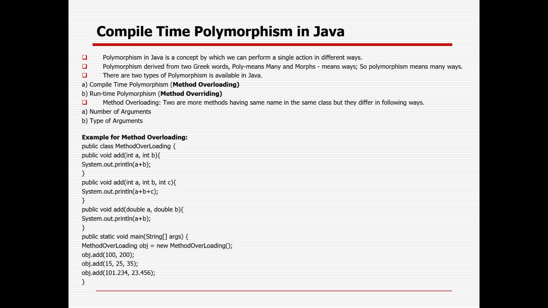So number of arguments means instead of one variable I can make it 2, 3, 4, 5, or type of argument means instead of integer I can make it string, I can make it double, float, all this stuff. So in case I want to give a real-time example of method overloading, suppose say you are a person.